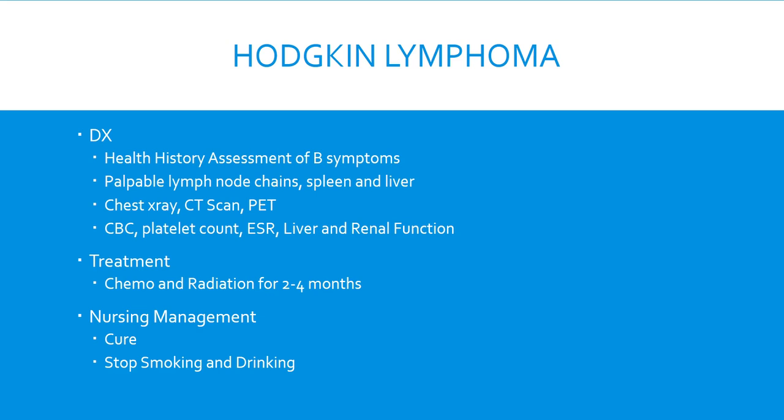Treatment is going to be chemo and radiation for 2 to 4 months. And then for nursing care, you're going to either cure them, or you want to actually have them stop smoking and drinking. And that's because the drinking causes problems on the kidneys and the liver. And if those are already having problems, you don't want to cause any more. And then stop smoking because this is a vasoconstrictor, and that will cause the lymph nodes to constrict, which isn't doing any good either.